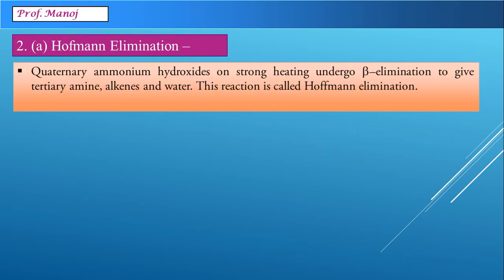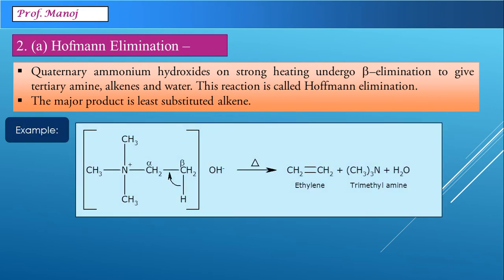Step number 2. These quaternary ammonium hydroxides on strong heating undergo beta elimination to form alkene, tertiary amine and water. This reaction is called Hofmann elimination. In this reaction, the major product is always the least substituted alkene. Now consider the same hydroxide which we created earlier. In this one you can see the alpha carbon atom is the one next to nitrogen. Actually speaking, this structure has a total of 4 alpha carbons.